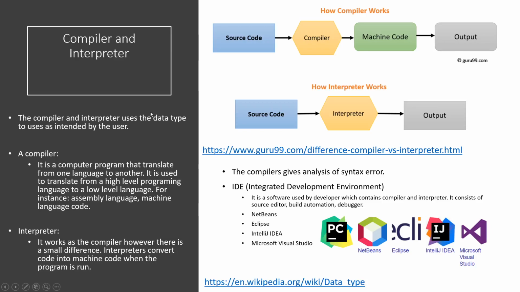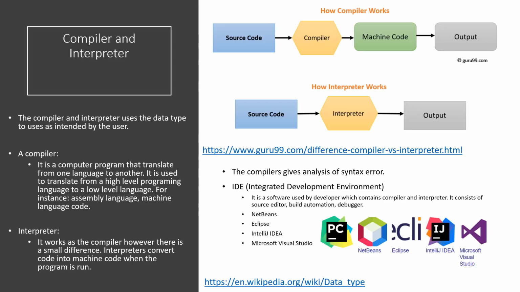So continuing, we're going to talk about compilers and interpreters, the difference between them, and how they work. Compilers and interpreters use the data type as intended by the user. A compiler is a computer program that translates from one language to another. It is used to translate from a high-level programming language to a low-level language, for instance, assembly language to machine language code.